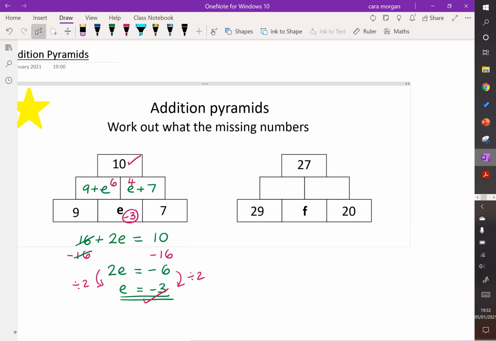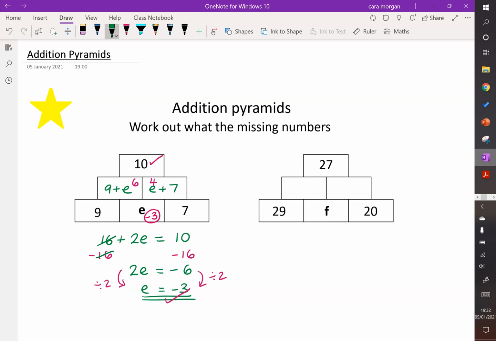I know I've done the question right. So be careful of negatives when you're solving these. Maybe you'd like to have a go at the second one yourself if you went wrong in the first one. Okay, I'm going to go through it now.